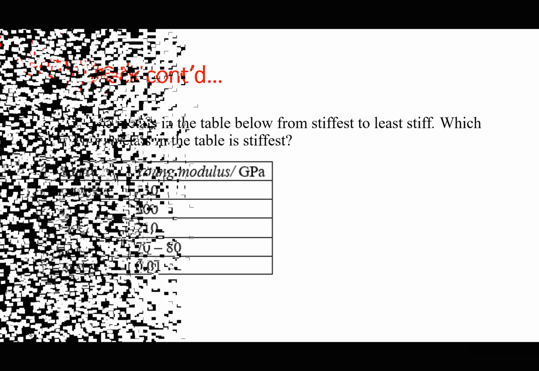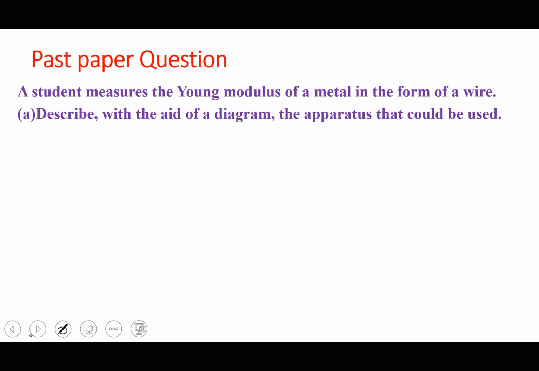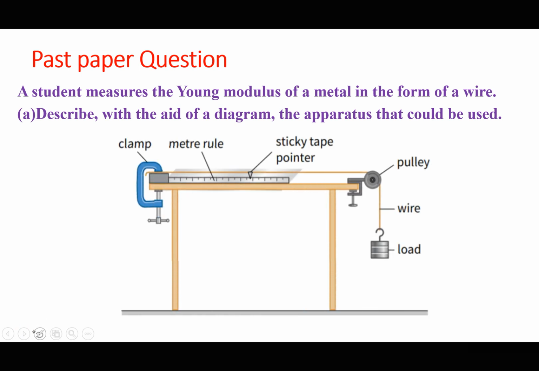Then I quoted the past paper question here, which I think is October 2010. A student measures the Young modulus of a metal in the form of a wire. Describe with the aid of a diagram the apparatus that could be used. Of course, we have already seen the apparatus that could be used. So you need a wire. Of course, you need a ruler to take measurements to measure the original length, L0. You should clamp the wire on one side.